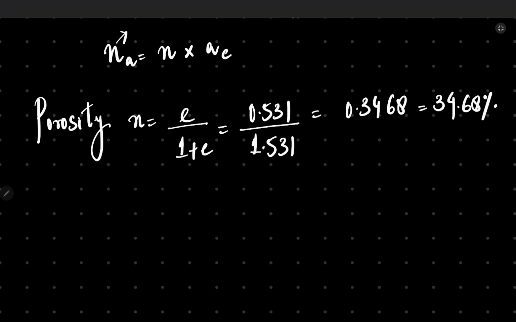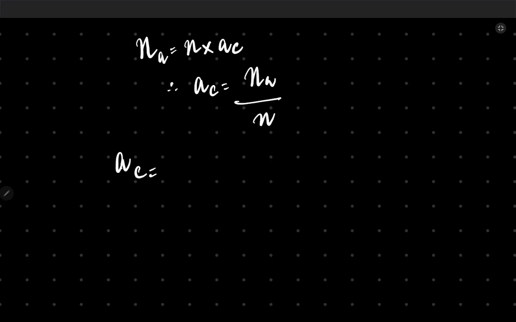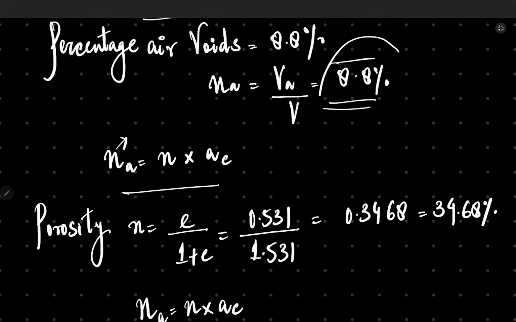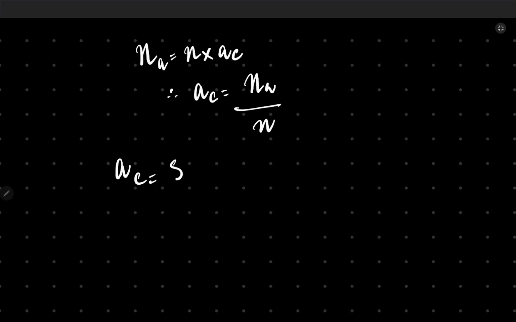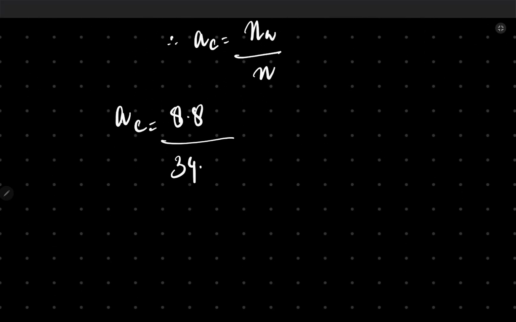Now by the generalized equation where percentage air voids is equal to porosity multiplied by the air content, that means air content is equal to percentage air voids divided by porosity. So percentage air voids is how much percent? It was 8.8%. n, porosity, is 34.68%. So upon calculation, this is 25.37% air content.